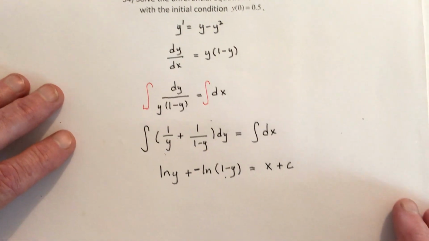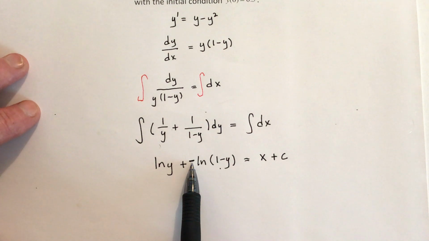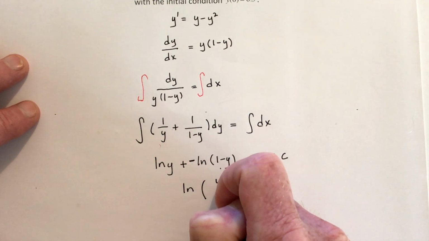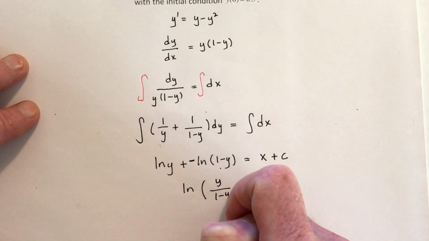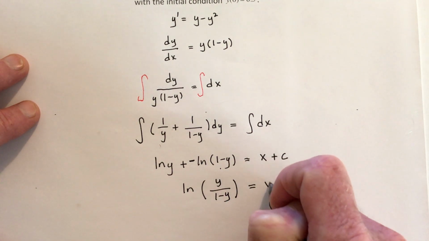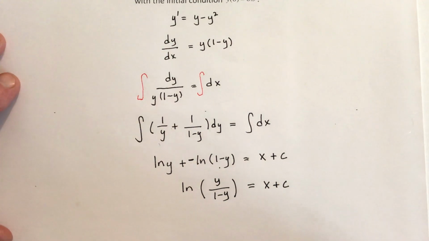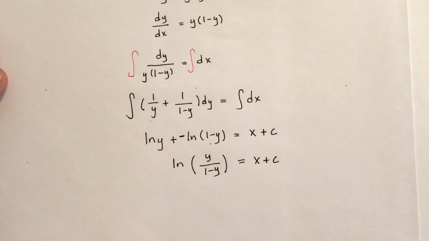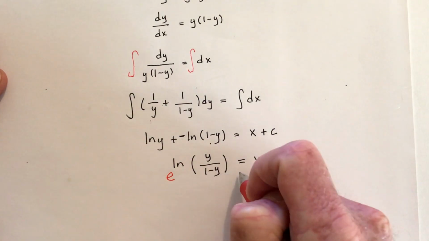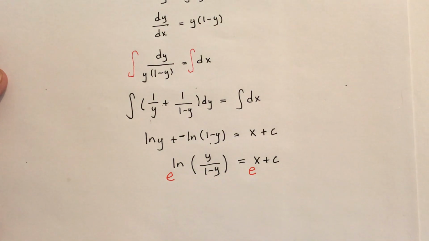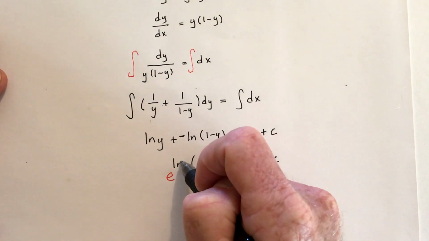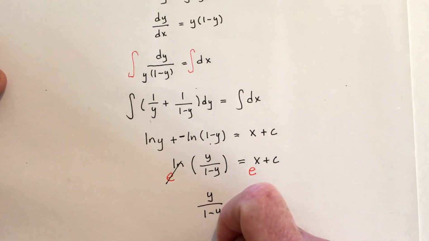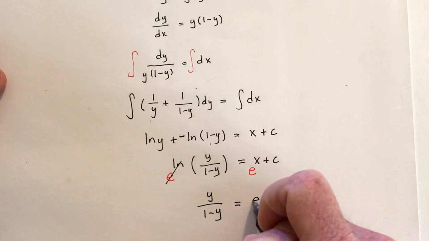So back to this. So this is subtraction. So you can change this into one logarithm as long as you then divide them. And for now, the right side just stays x plus c. And now we could eliminate this natural log by exponentiating both sides. And over here, these will cancel, and it's going to leave y over 1 minus y equals the e function.